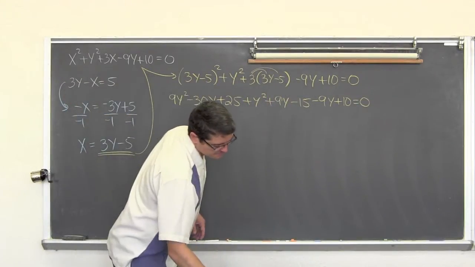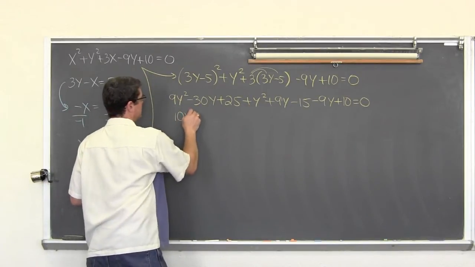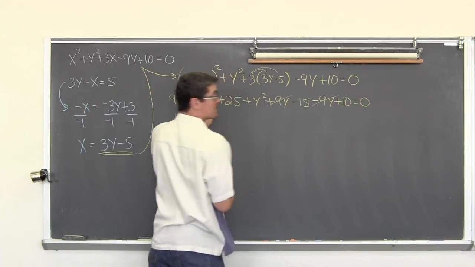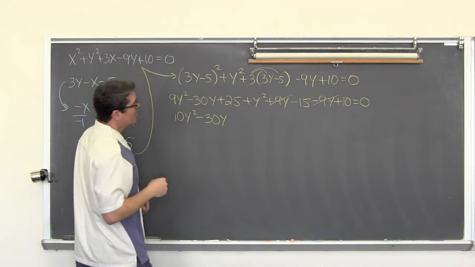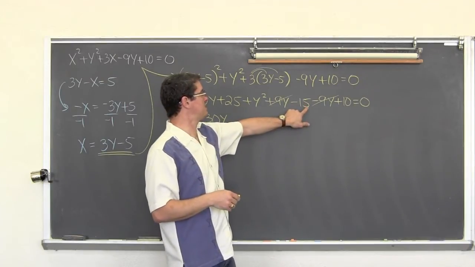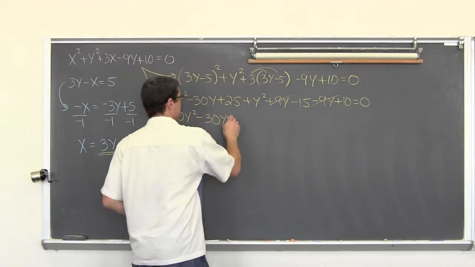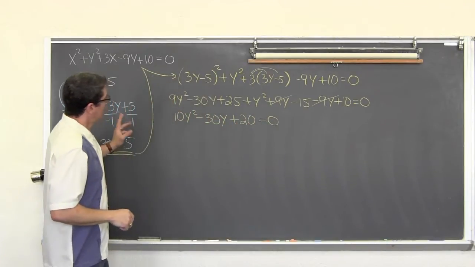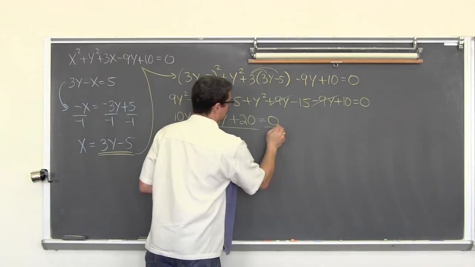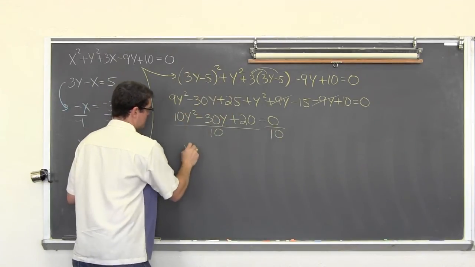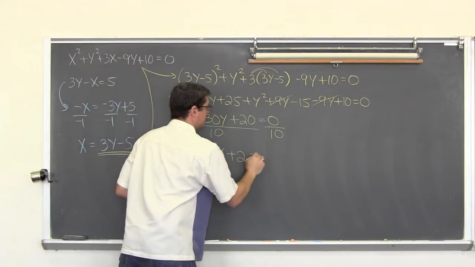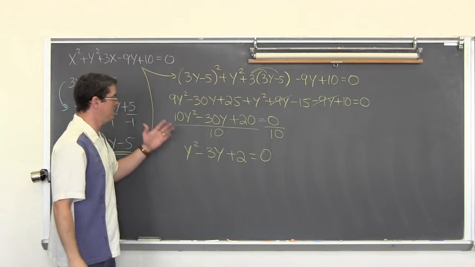Okay, add like terms. We have 9 and 1, which is 10y squared. We have negative 30y, and we've got positive 9y and negative 9y, so those are going to cancel out. So we just have minus 30y, and our constants are 25 minus 15, plus 10, which is 20, equal to 0. Now we have a quadratic with a very big leading coefficient, but I can just divide both sides of this equation by 10, and that's going to reduce a lot of this. 10 divided by 10 is 1, so y squared. 30 divided by 10 is negative 3, because it's negative. I forgot to say that. 20 divided by 10 is 2, and 0 divided by 10 is 0. Now we got a nice, easy, small quadratic.